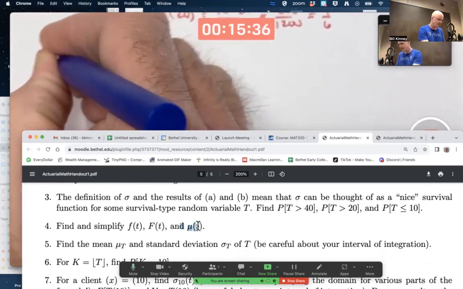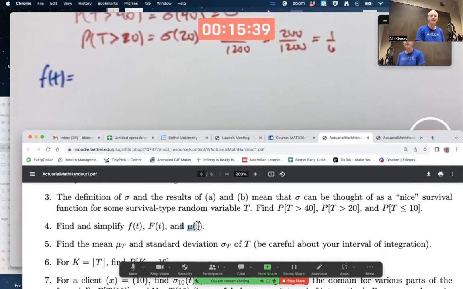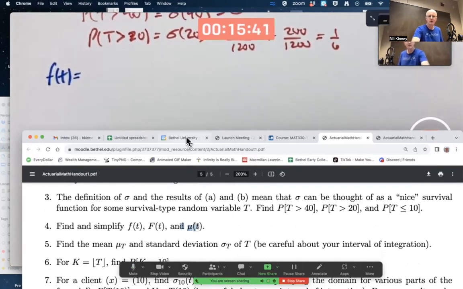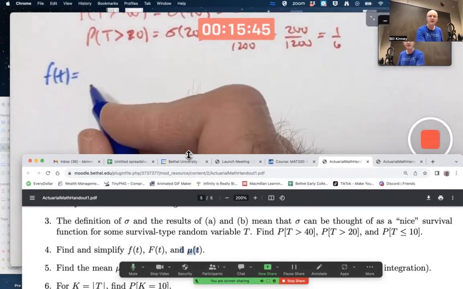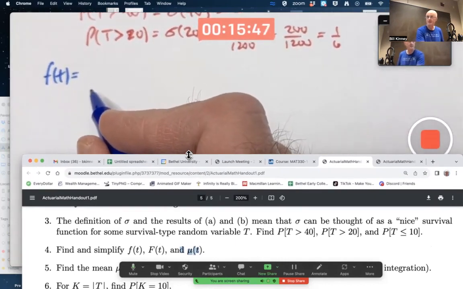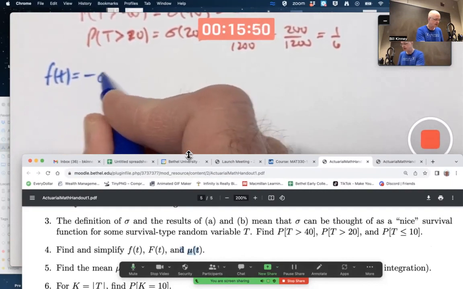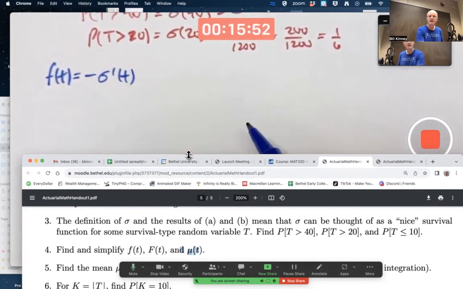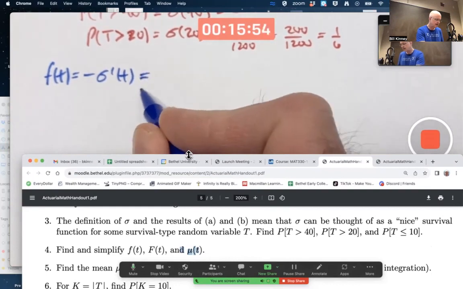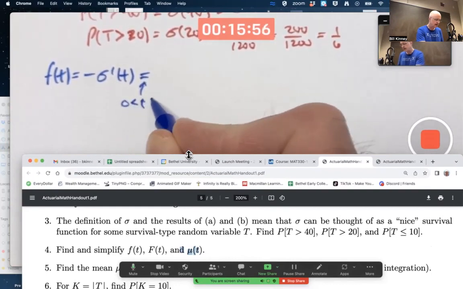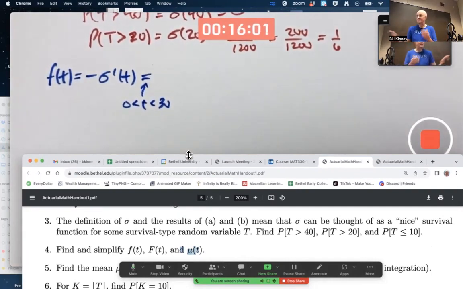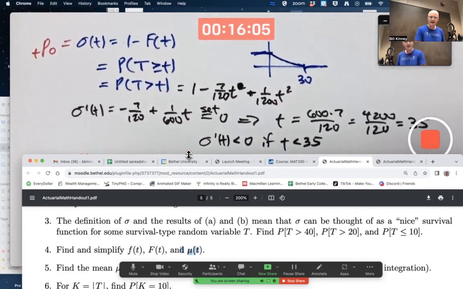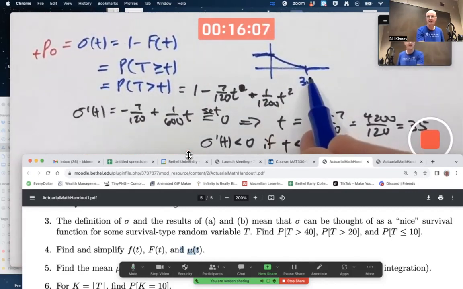For the PDF, maybe I should move this down so it focuses better here. For the PDF, it's the derivative of the CDF, so it's the opposite of the derivative of the survival function. And let's only worry about this when t is between 0 and 30. It's 0 when t is less than 0 and 0 when t is bigger than 30. It's technically not differentiable at 0 or 30, actually.